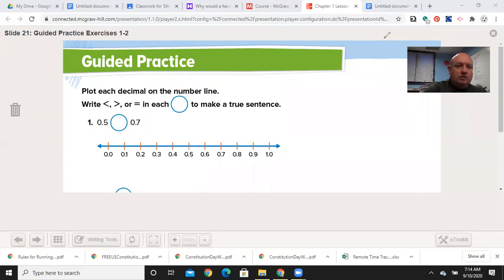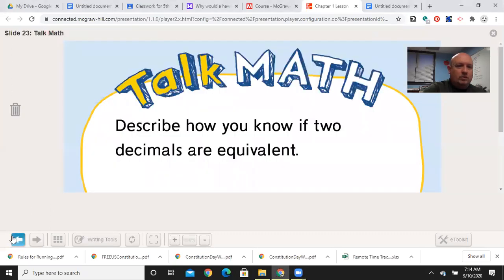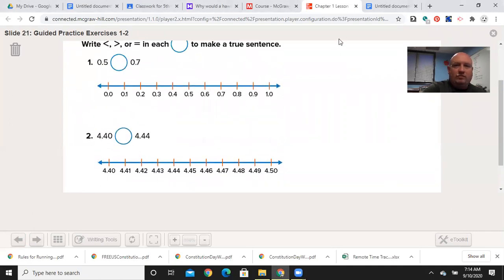Let's go to the next one. Number 2. So I can back it up here. 4.40 and 4.44. So there's my 4.40.